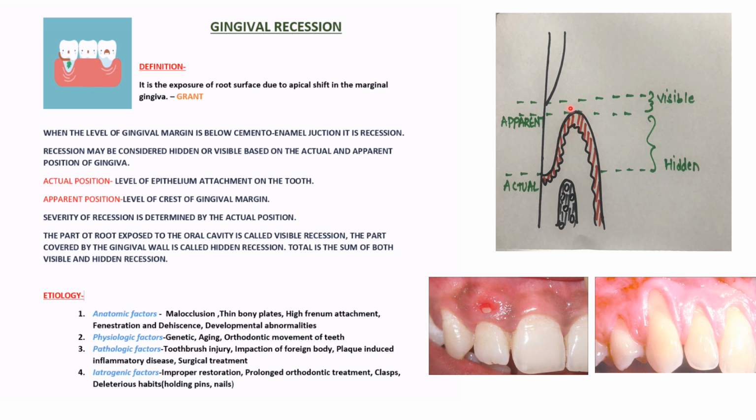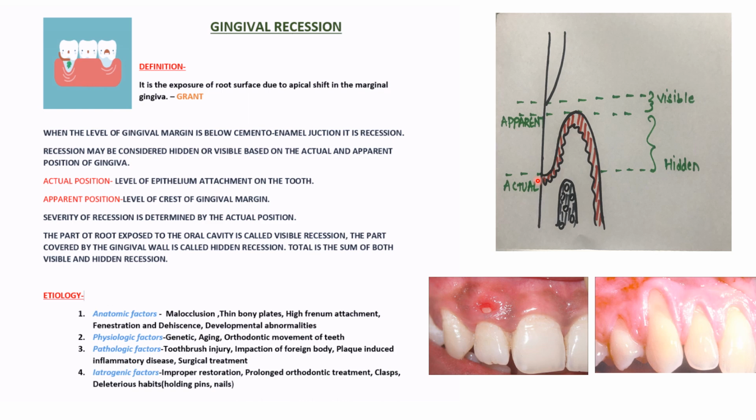Then the apparent position is the level of the gingival margin. As I said, the gingival margin gets receded down, and you can easily see that your gingiva has receded and you can see your CEJ. So this is the apparent position. Severity of recession is determined by the actual position. So how severe your recession is, is determined only by the actual position and not by the apparent position. Actual position is the level of epithelial attachment on the tooth, the coronal attachment. In normal, it is attached over here, but in recession it has gone down.